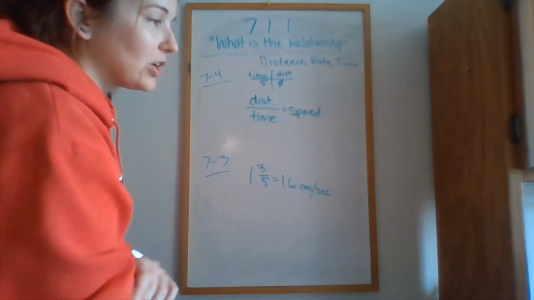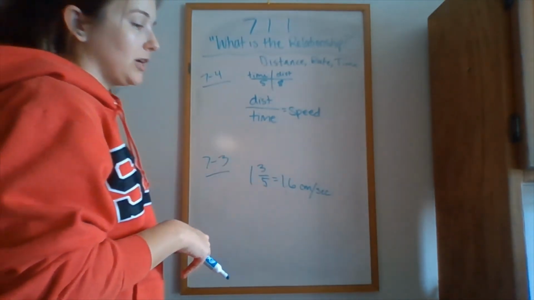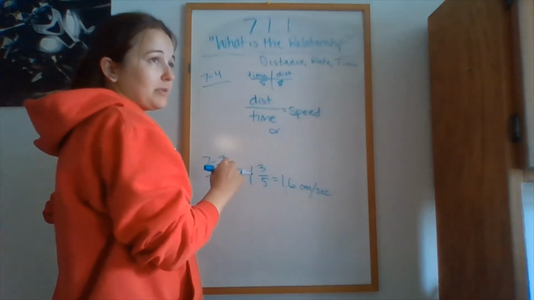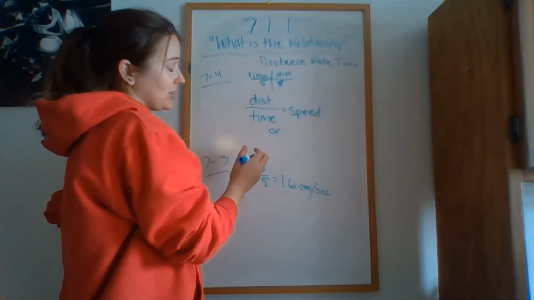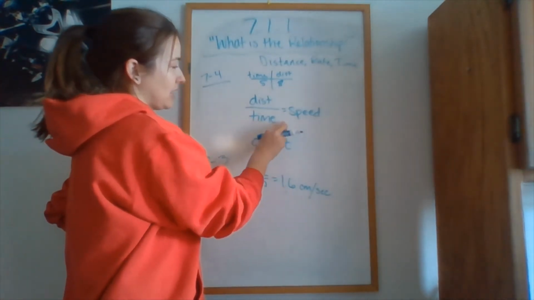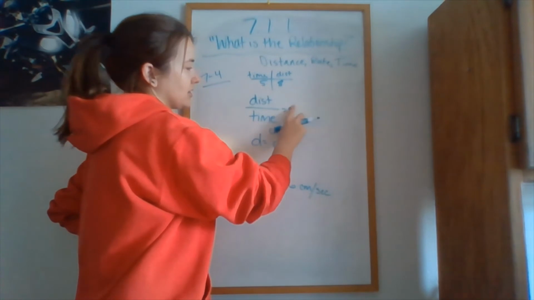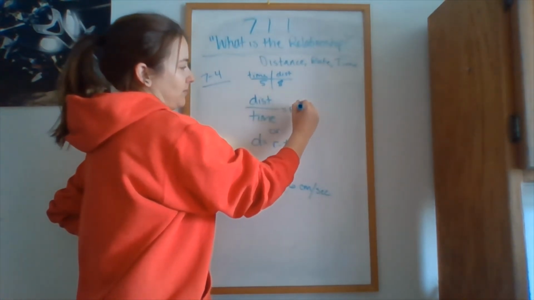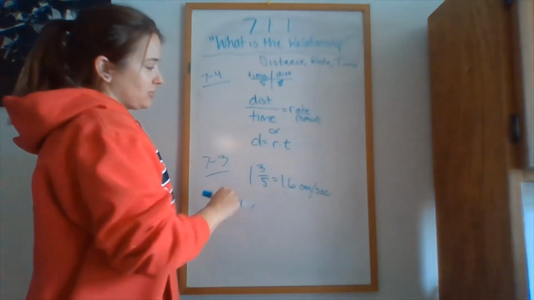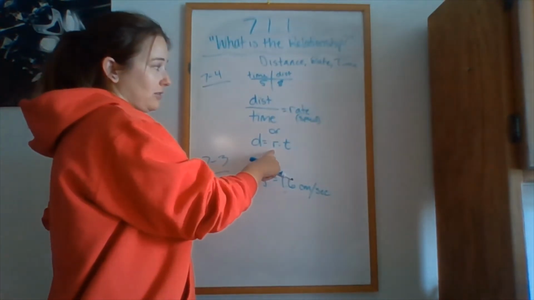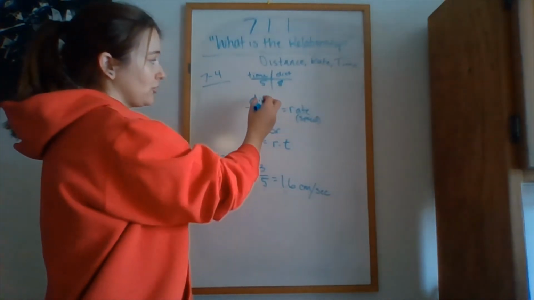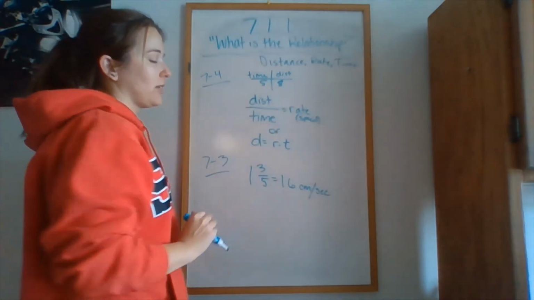And the book actually wants you to represent it with the D being the only thing on one side of the equal sign, so it's actually D equals R times T. And I'm going to put rate instead of speed. But rate is just the same thing as saying speed. So if you plug in the rate times time, you'll get distance.